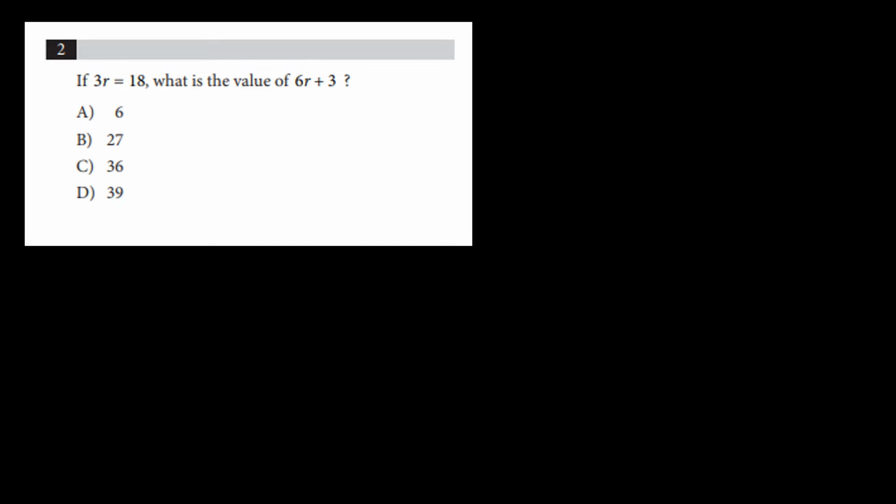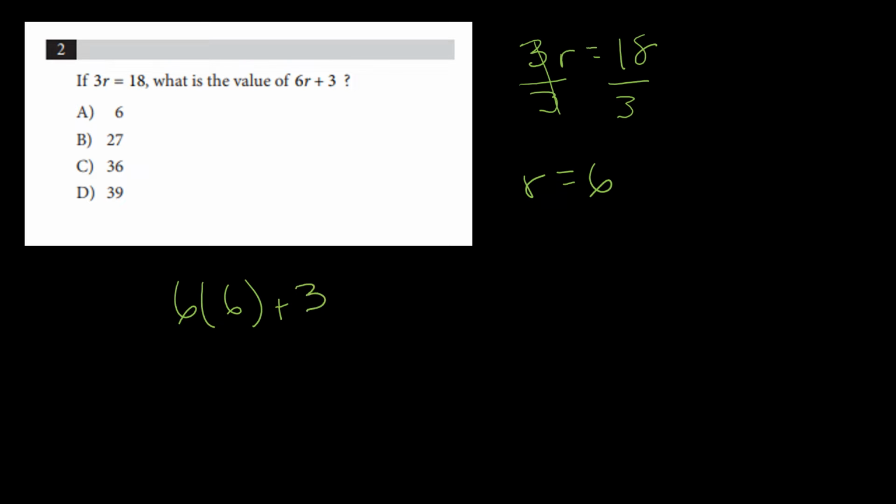3r equals 18. What is the value of 6r plus 3? Okay, divide each side by 3. r equals 6. 6 times 6 plus 3, 36 plus 3, 39. Sounds good. Choice D. Let's keep moving.